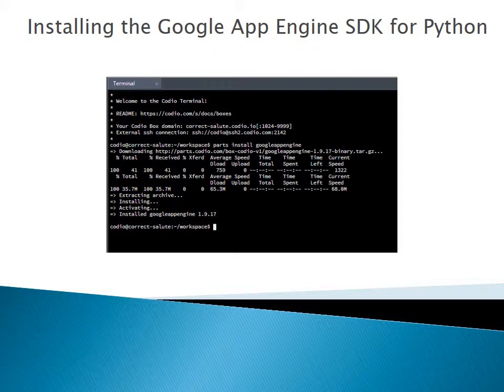Installing the Google App Engine SDK for Python is the next task. This has to be installed before the app can run. To install the SDK, I entered the following command: parts install Google App Engine. The Codio parts tool is used to install the Google App Engine SDK. This process was lengthy as there are several tasks that have to be completed. These are extracting, installing, activating, and then the Google App Engine should be installed.